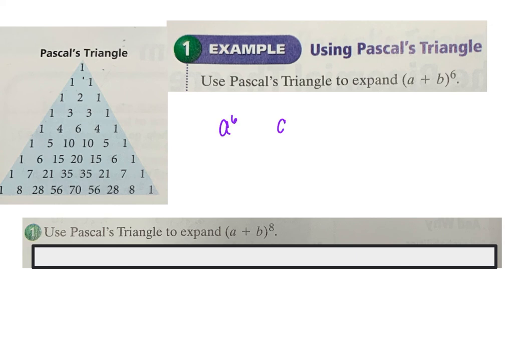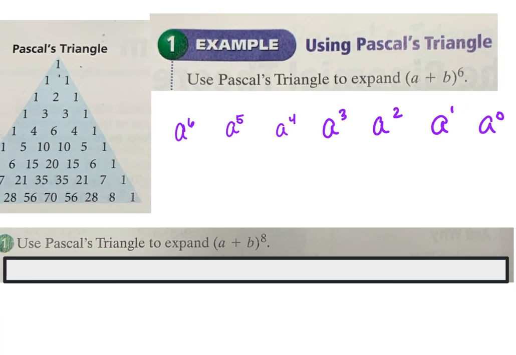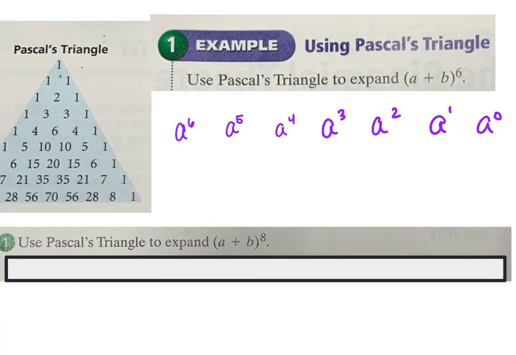And we're going to go a to the fifth, a to the fourth, a to the third, a squared, a to the first, and a to the zero, all right? It just goes down. I'm going to scoot this over a little bit so I have room. Then from there, we are going to do our b's. The b's start at 0. My second guy is going to start at 0, and he's going to go up.